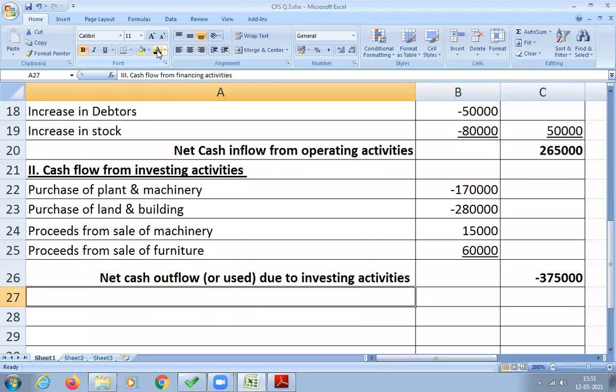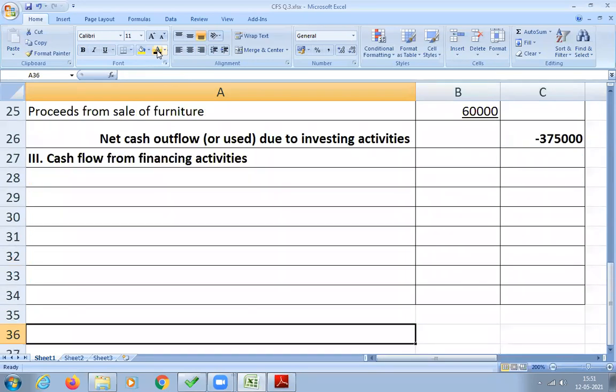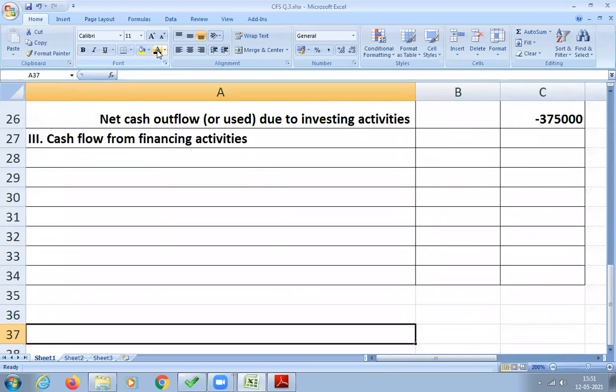Next, the third one is cash flow from financing activity. What else will come here? Whenever the company is issuing any capital like equity or debentures, or borrowing loans, it will be cash inflow. Whenever they are paying dividends or interest, repurchasing equity stocks, redeeming debentures or paying back loans, that will be financing activity.